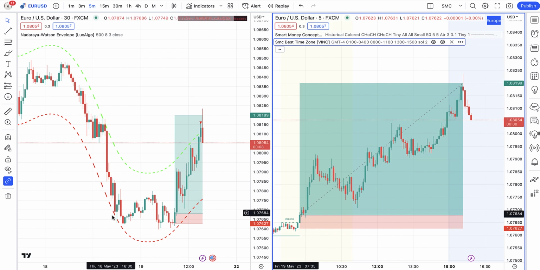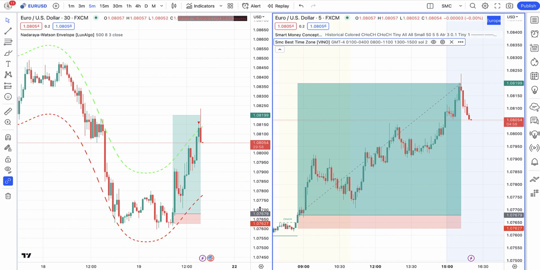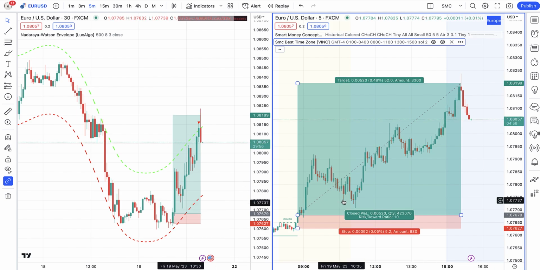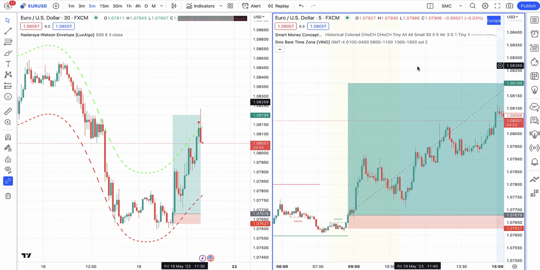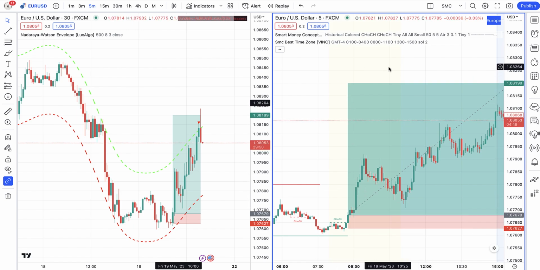We just have to wait until the price on the 30 minutes comes to the lower band in the Nadaraya-Watson. Once this happens, then we will be looking for a buy only. Now the buy only should be inside this time zone.